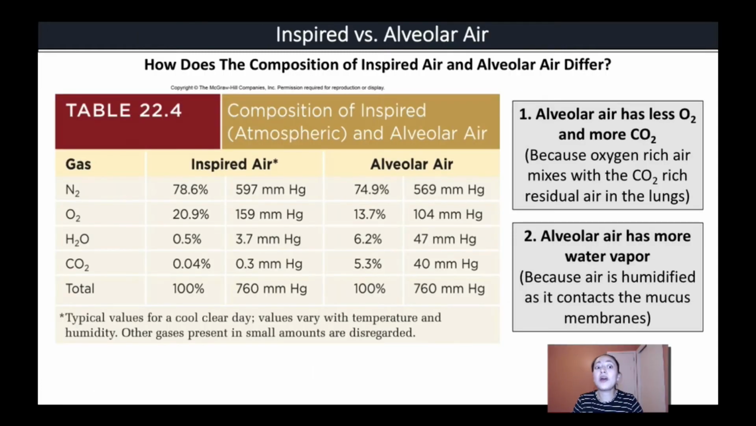One thing that I want to point out is how the composition of the air that you're breathing in, or the inspired air, is different from the composition of the alveolar air, or the air, again, in your air sacs. And one of the major differences is that the alveolar air has less oxygen and more carbon dioxide than the inspired air. And you can see that here. There's less oxygen in the alveoli, and there's more carbon dioxide in the alveoli than out here.